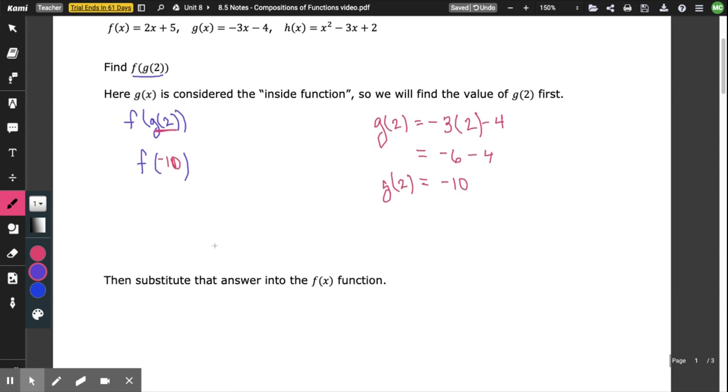So now I'm going to substitute that answer, that negative 10, into f. Essentially, I'm just doing what it says to do right here. So I'm going to take the function f from the top there. I'll go ahead and write down f of negative 10. And I'm going to put negative 10 in place of the x in the function called f.